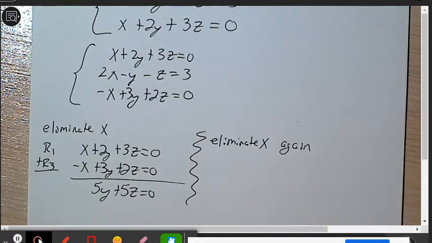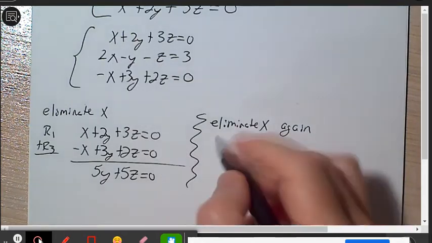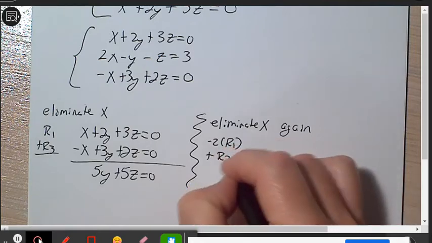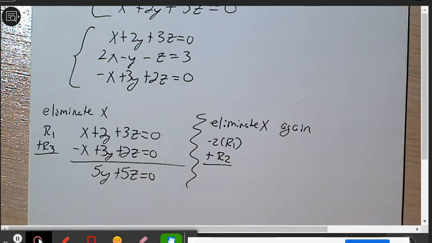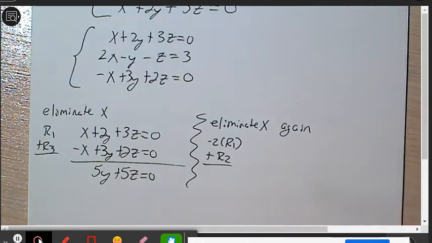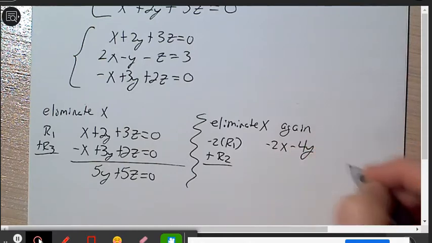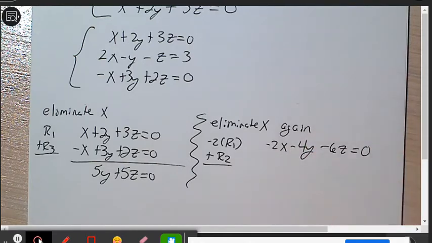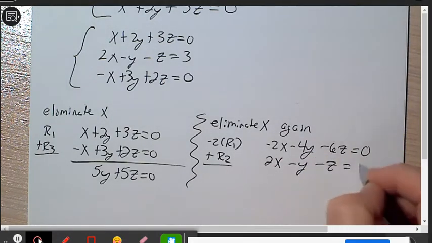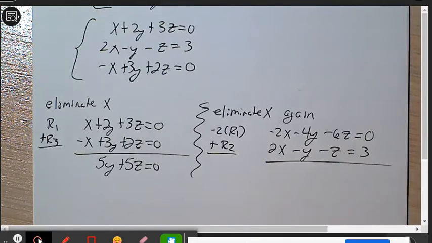Okay, then we're going to eliminate x again. And again, if we stick with what the book would tell you, that you want to leave this part x here, so now we're going to take negative 2 times row 1, and we're going to add that to row 2. Because if we make this a negative 2 and make that a positive 2, then we'll put those together, that'll make that x go to 0. So that would be negative 2x minus 4y minus 6z equal to 0, and then 2x minus y minus z equals 3. Okay, x's are gone, which is what we wanted.